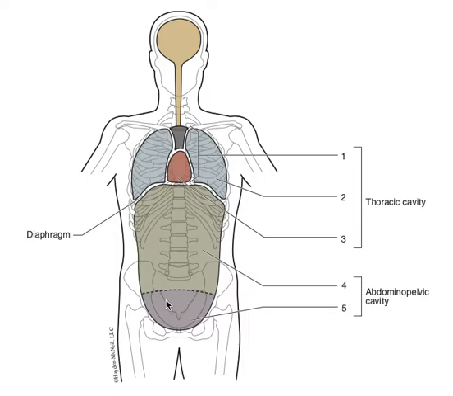The thoracic cavity is going to be separated into the pleural cavities, left and right pleural cavities. And then we have the pericardial cavity, which contains the heart. The left and right pleural cavities contain the two lungs, whereas the pericardial cavity contains the heart.